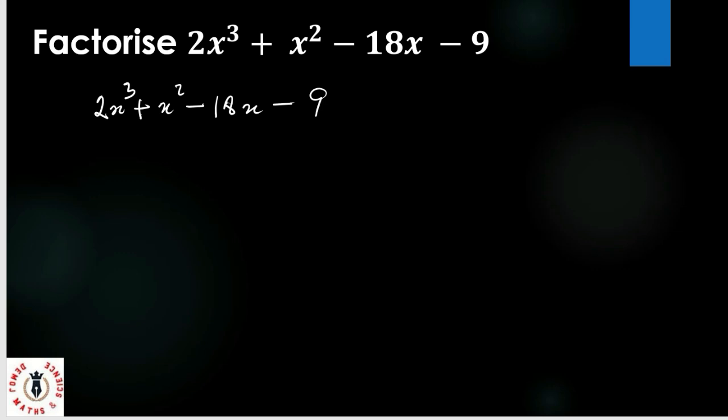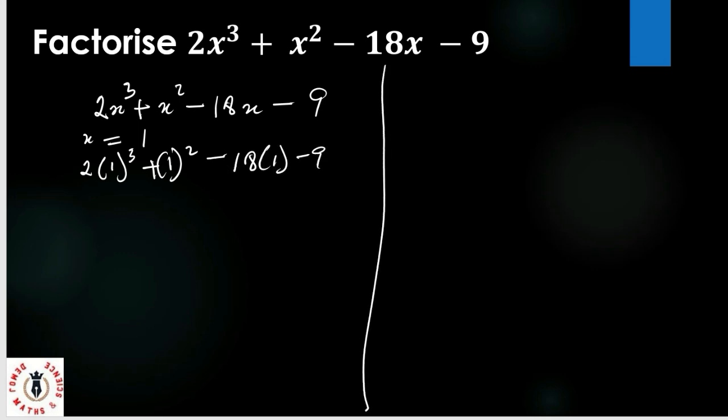Going by the traditional way of solving, the first thing we have to do is to find one of the factors of this equation. Now we'll test 1. When x equals 1, we'll have 2 into 1^3 plus 1^2 minus 18 into 1 minus 9. So obviously, 2 plus 1 minus 18 minus 9 is not equal to 0. So x = 1 is not a factor.